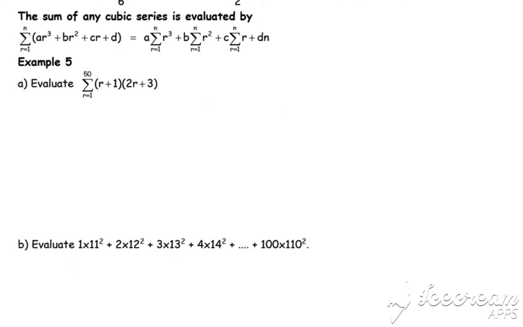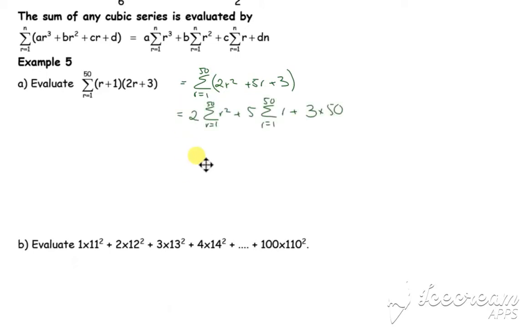So it asks us to evaluate the sum from r is 1 to 50 of r plus 1 times 2r plus 3. So first things first, we need to actually multiply out that bracket, because we can't use this rule up here while it's in this form. So what we want to do is multiply out that bracket, and we can do that. That's kind of quite basic stuff. And then once we've done that, we can split it up in the way as above.